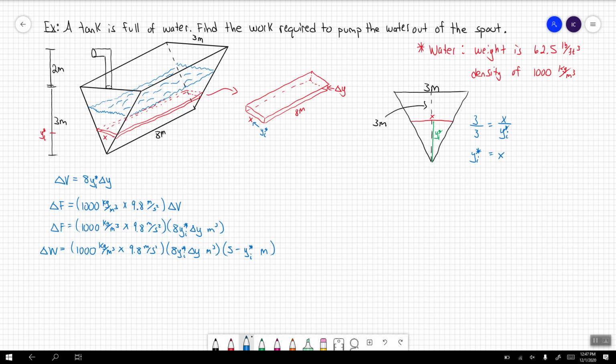Therefore, we can now evaluate this concept for work. If we want the work being done, then the work being done can be approximated by a summation. 1,000 times 9.8 times 8 will then get us 78,400. And this is still going to be y sub i star multiplied by delta y and 5 minus y sub i star.